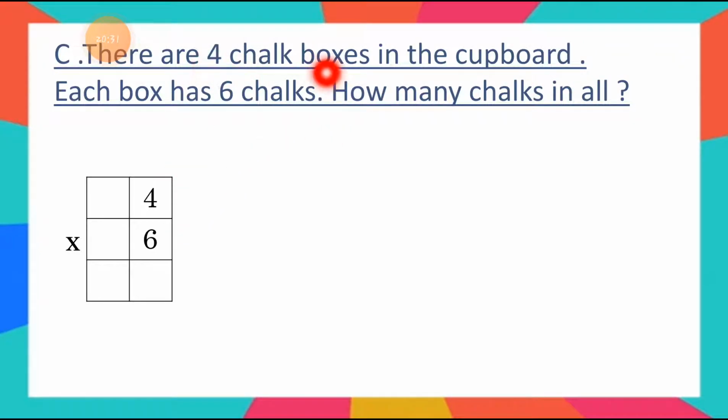So here are 4 chalk boxes. I am writing 4 here because there are 4 chalk boxes in the cupboard. Each box has 6 chalks, so I am writing 6 here. Now 4 6s or 6 4s are both equal to 24. 6 4s is equal to 24, and 4 6s is also equal to 24.